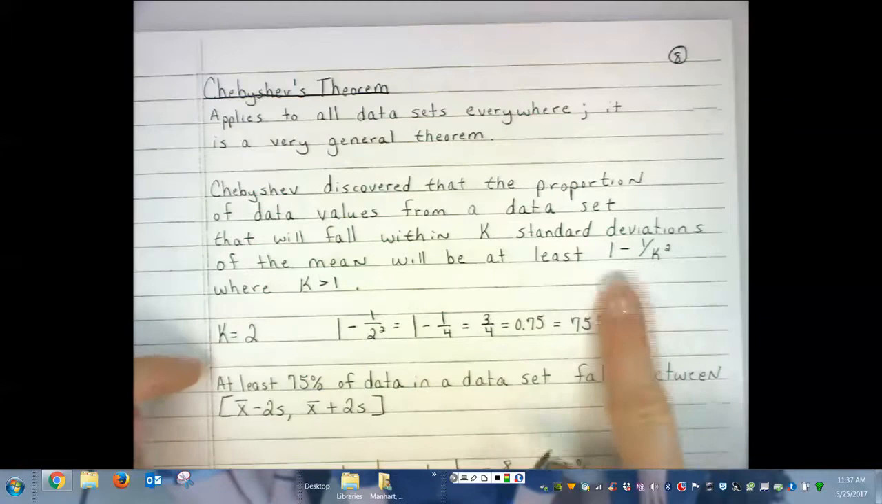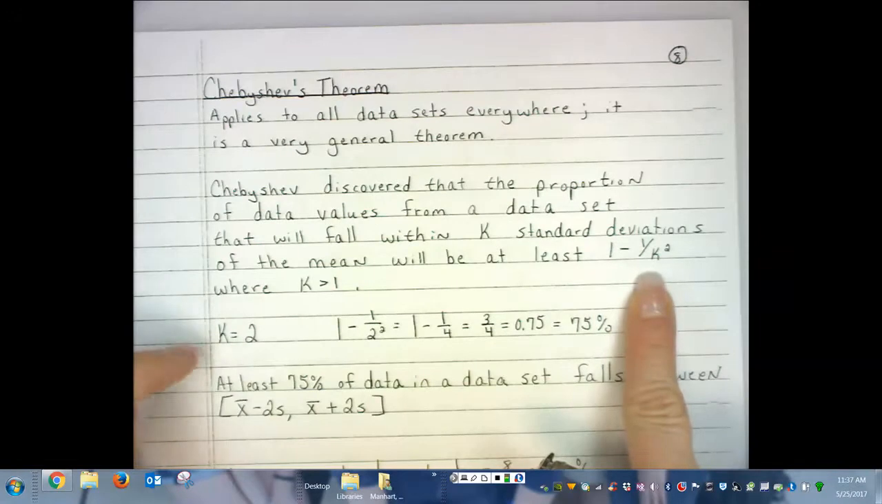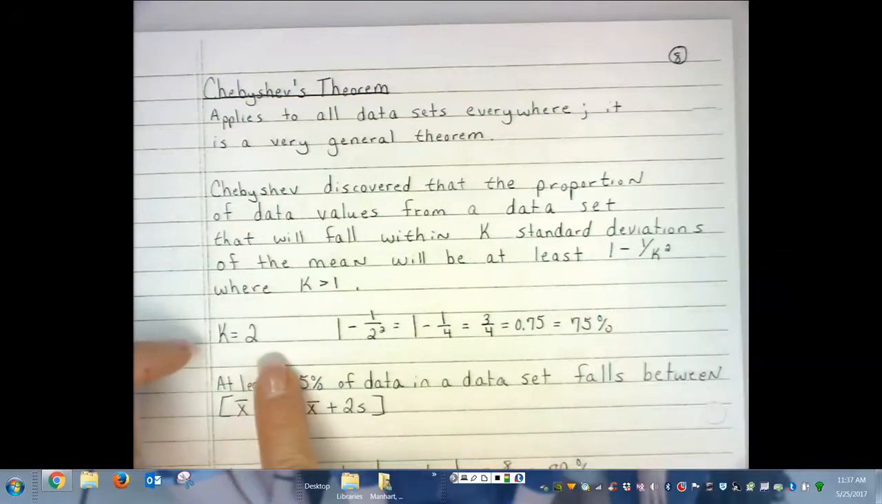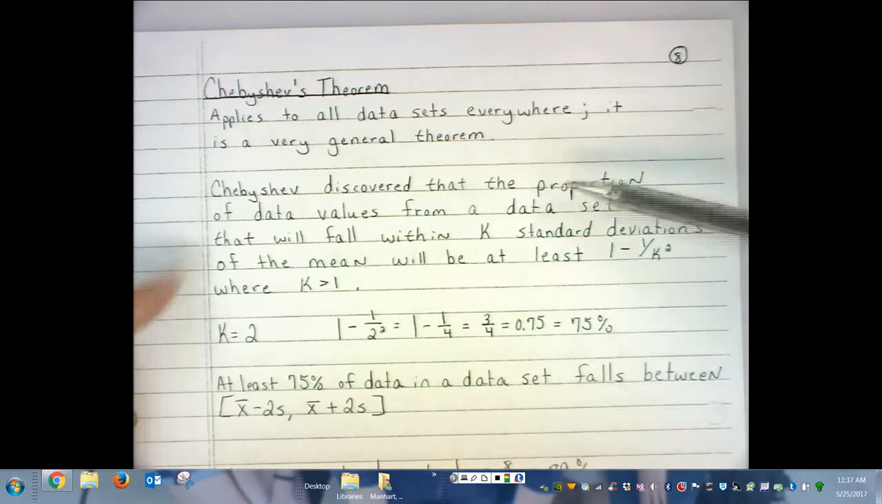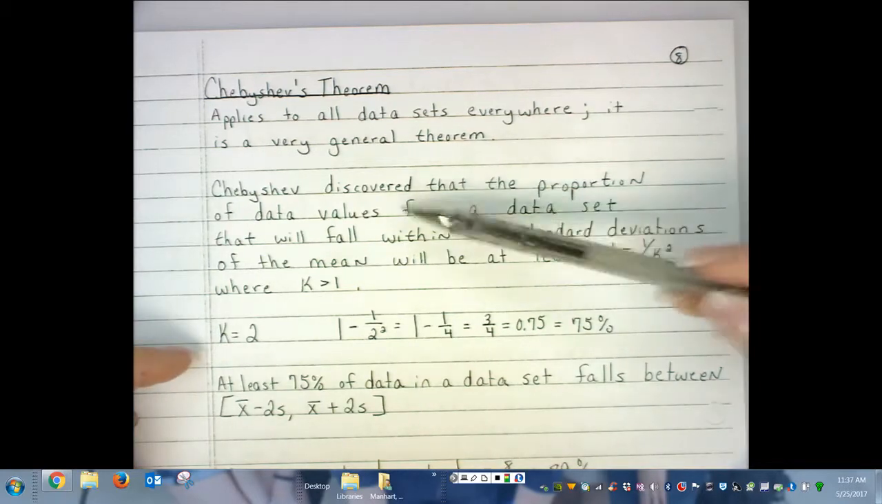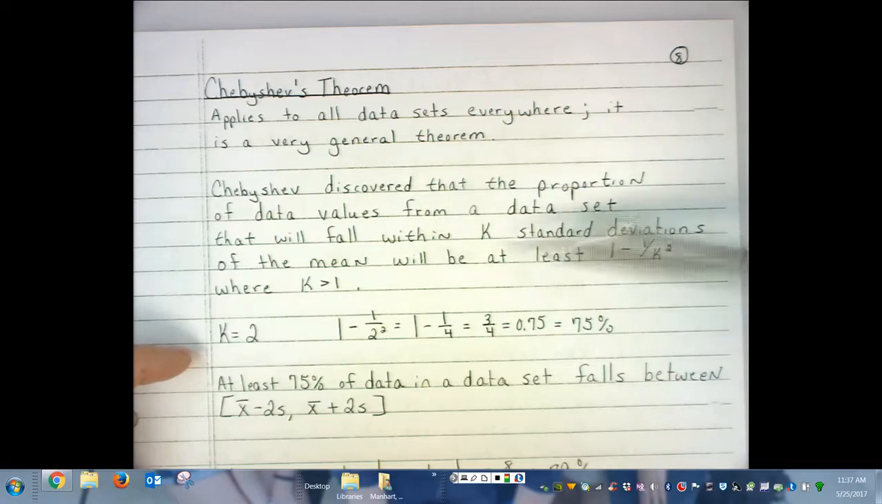First of all, 1 minus 1 over k squared I call Chebyshev's formula. And the three important k values that you want to have memorized: when k is 2 standard deviations above or below the mean and you plug it into this formula, you get the decimal 0.75 or the percentage 75%. So let's read this. Chebyshev discovered that the proportion of data values from any given data set that will fall within 2 standard deviations of the mean of that data set will be at least 75%.